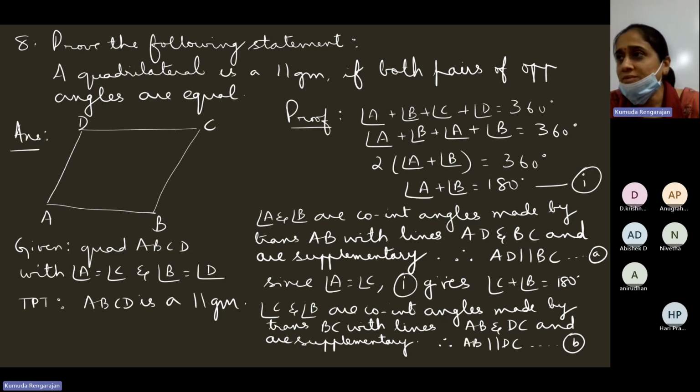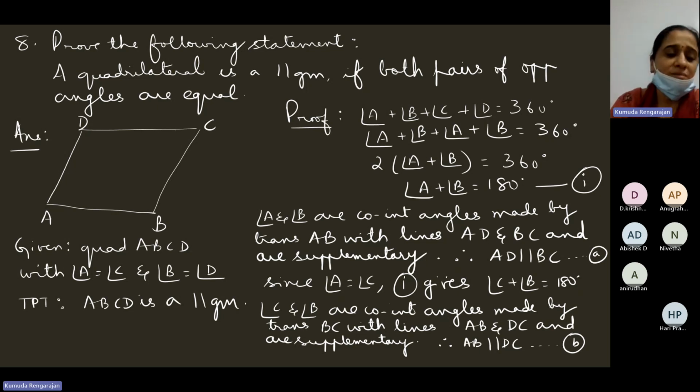And to prove that the opposite sides are parallel, we use parallel lines, transversal, co-interior angles are supplementary. So you can see angle A plus B plus C plus D is 360. But since opposite angles are equal, we have replaced C with A, D with B. So you get A plus B is equal to 180.